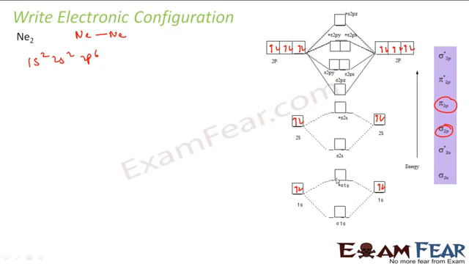Merge it. 4 electrons filled. 4 electrons filled. 5 plus 5, sorry, 6 plus 6, 12 electrons. 1, 2, 3, 4, 5, 6, 7, 8, 9, 10, 11, 12. So all are filled. So you can just write the electronic configuration.